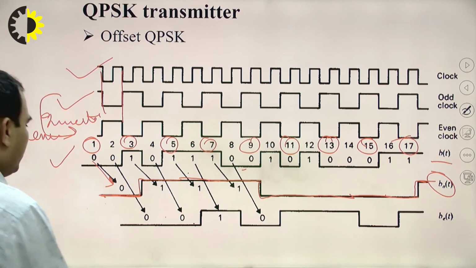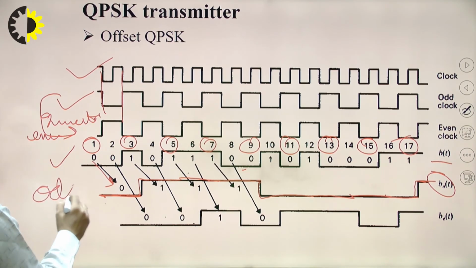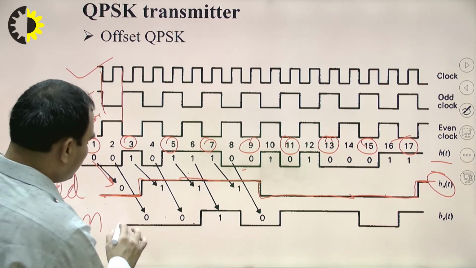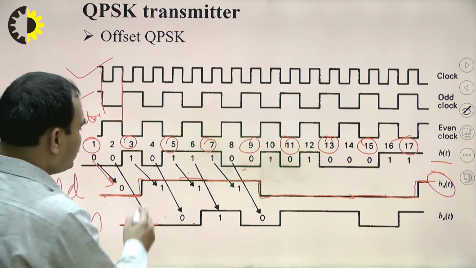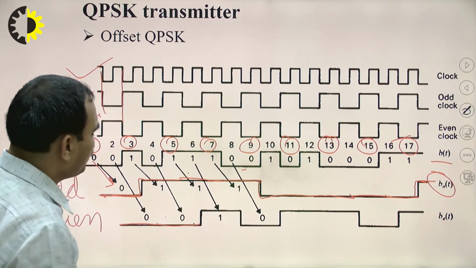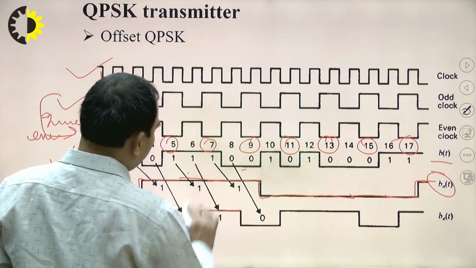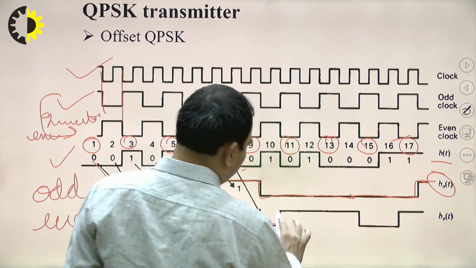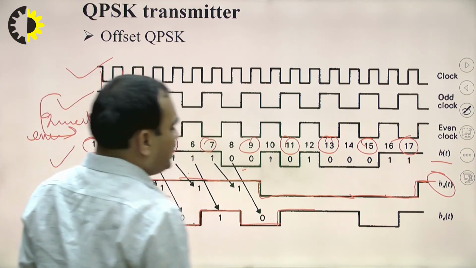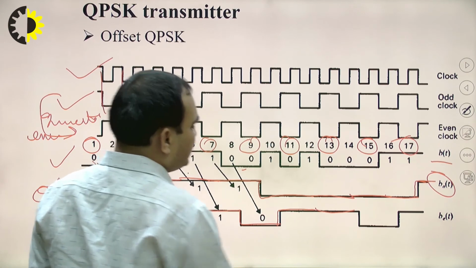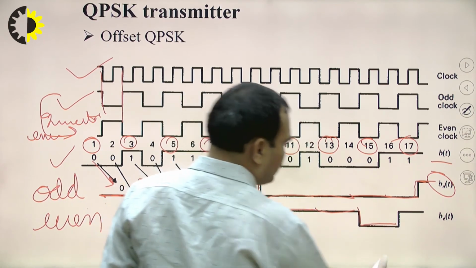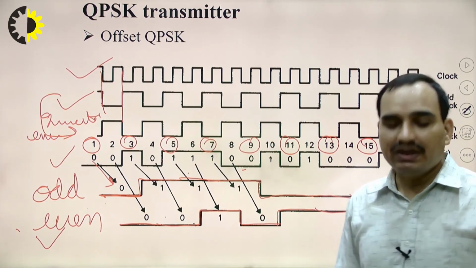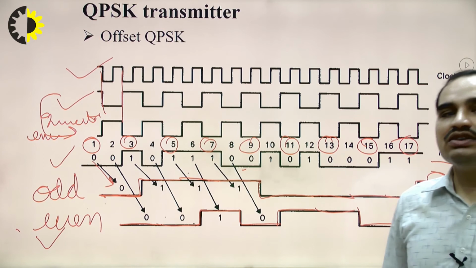Next are the even bits. So first we have separated out the odd bits, now the even bits. The second is 0, for double bit duration. Fourth is 0. Sixth is 1. Eighth is 0. 10th is 1. 12th is 1. 14th is 0. 16th is 1. These are the even bits. So first we have separated out the odd bits and the even bits, then according to these bits we will classify the phases.